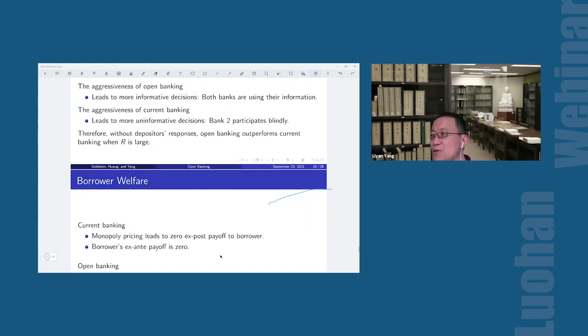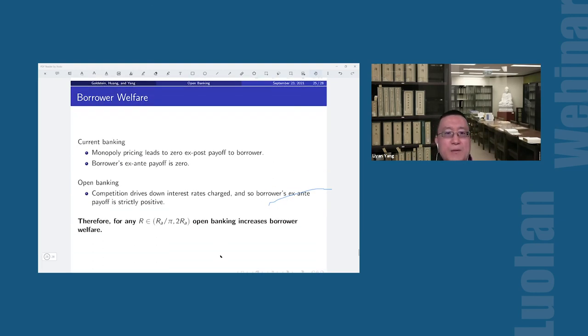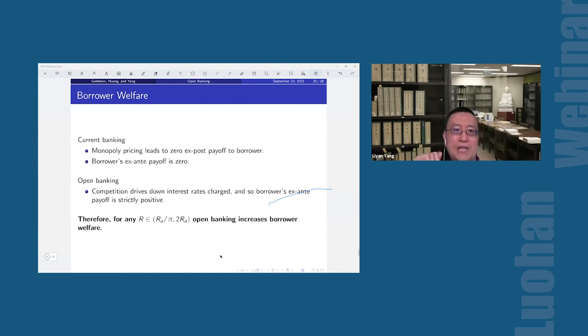So finally, I'm going to talk about the borrower welfare and also the asymmetric equilibrium. This is the distribution of welfare, right? In the current banking system, the borrower will have zero profit because the relationship bank is a monopoly. That bank will get all the rent, the maximum rent, and bank two will get the alternative rent, which is R_A minus r_A. But bank one gets a lot of rent and the borrower gets zero profit.